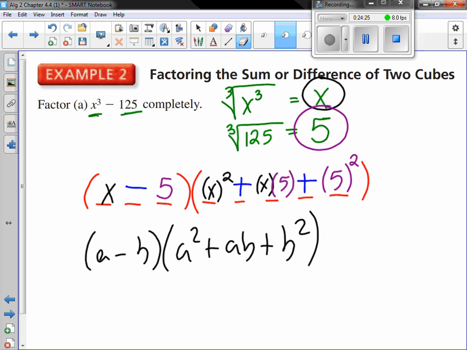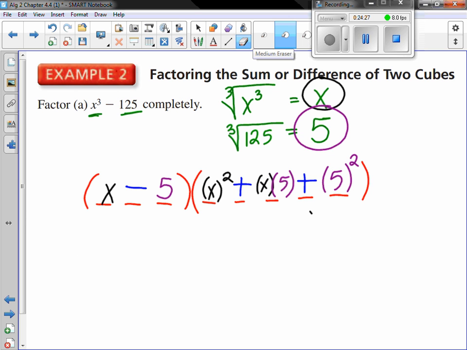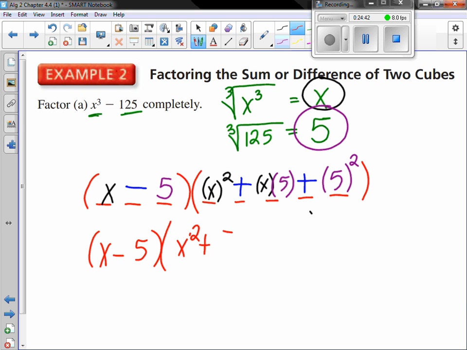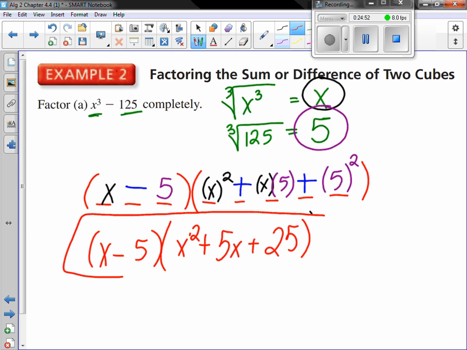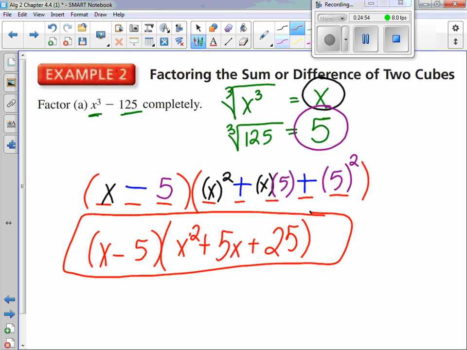Yes? Now we have one more step we need to do, because we can simplify this a little bit. The x minus 5 wouldn't simplify, but here x squared is just going to be x squared plus x times 5, which is 5x, plus 5 squared, which is 25. And that's it.